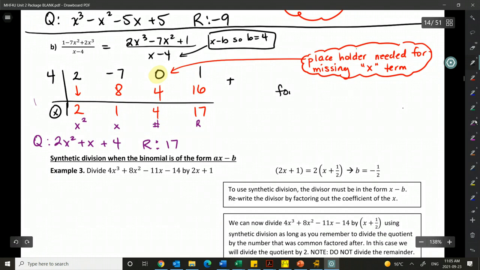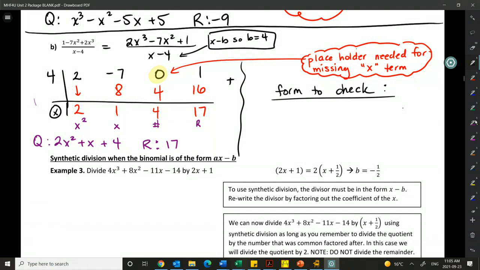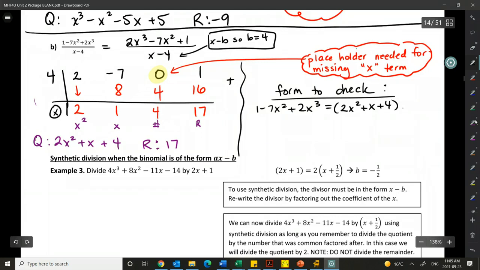What's the form to check your answer here? What would I write? Erie, what would you write? 1 minus 7x squared plus 2x cubed equals 2x squared plus x plus 4 plus 7. Sure, or you can write it in descending order. Doesn't really matter. In the end, if we do this and we expand it out, we should end up with 1 minus 7x squared plus 2x cubed, or 2x cubed minus 7x squared plus 1. Same thing.